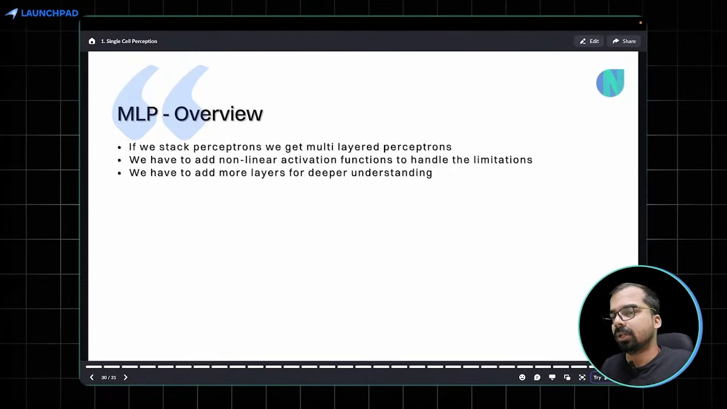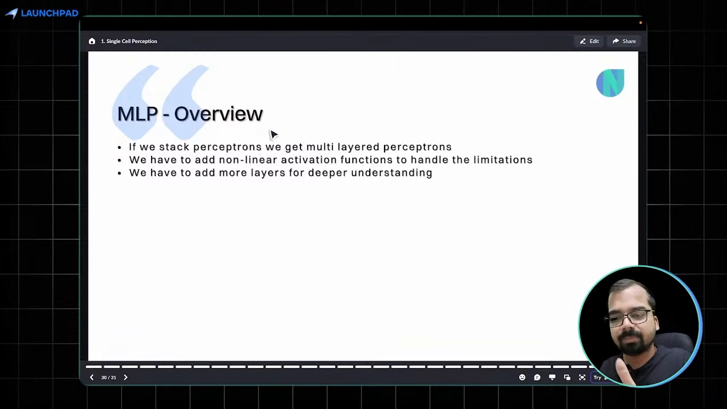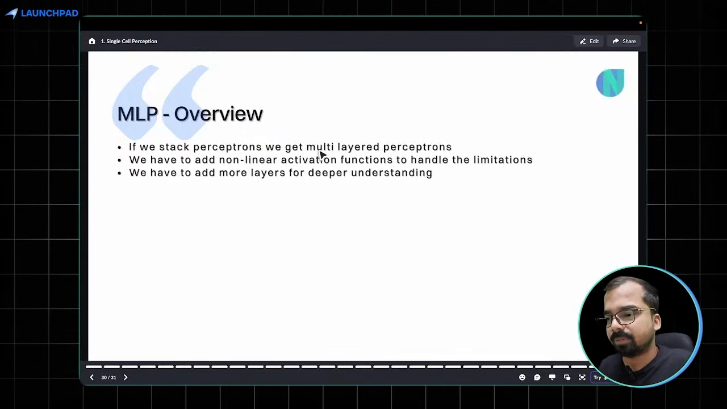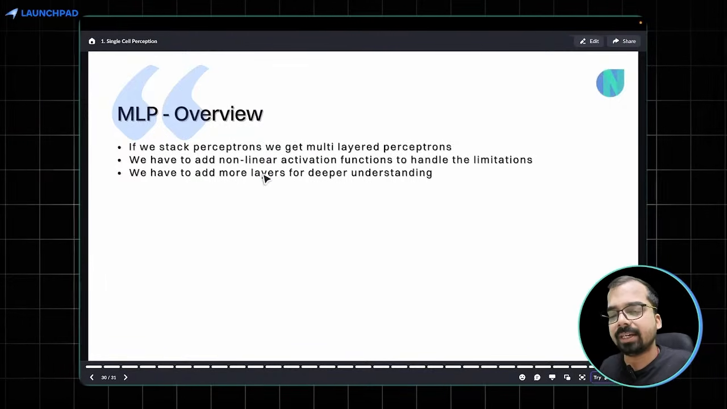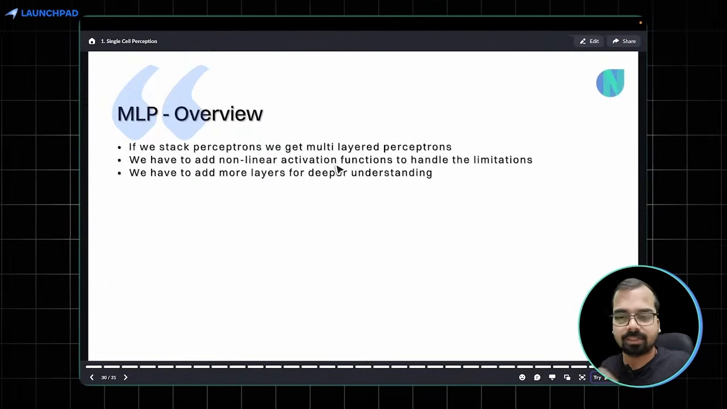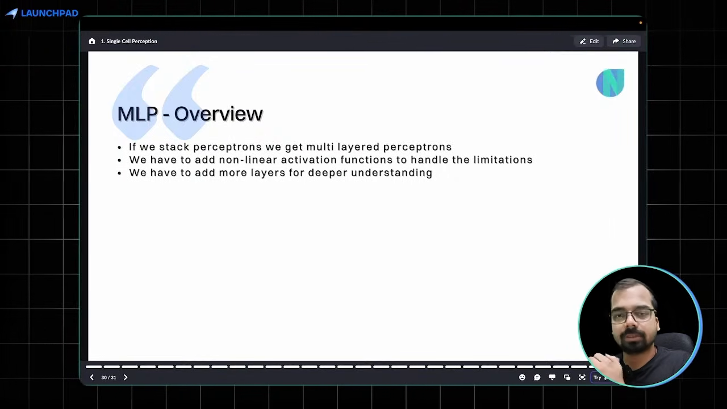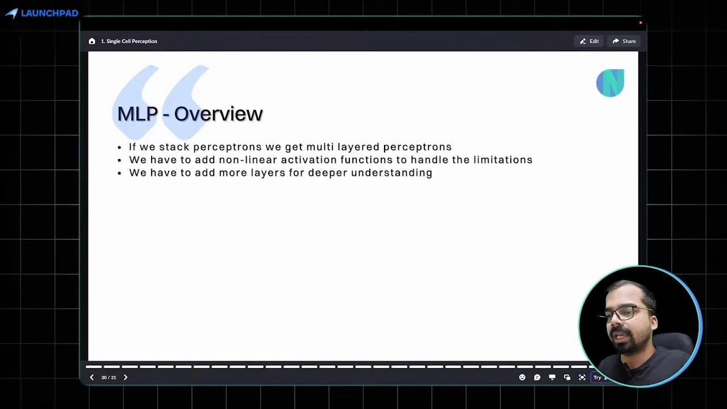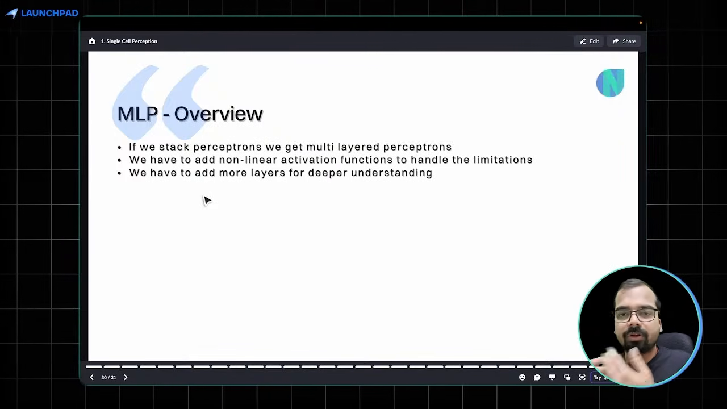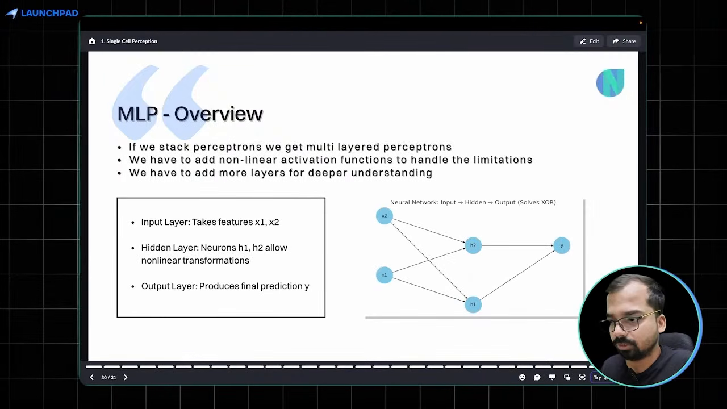In multi-layer perceptrons, you have multiple perceptrons. We stack perceptrons to get multiple layers of perceptrons. Then we add a non-linear activation function, which gives the perceptron the ability to learn non-linearity, like in the case of XOR. And then we add more and more layers for deeper understanding. That's where the deep neural network comes into the picture.